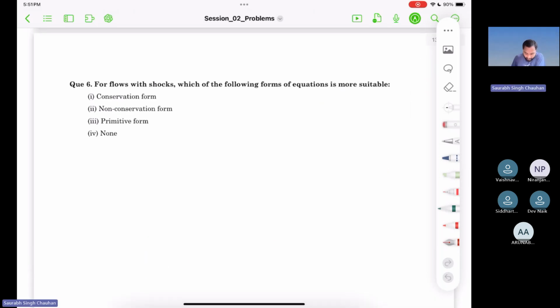Question number 6 says, for flows with shocks, which of the following forms of equation is more suitable? Conservation form, non-conservation form, or primitive form? Any of you can please answer. Which option is the correct one? You know the difference between conservative form and non-conservative form, right?